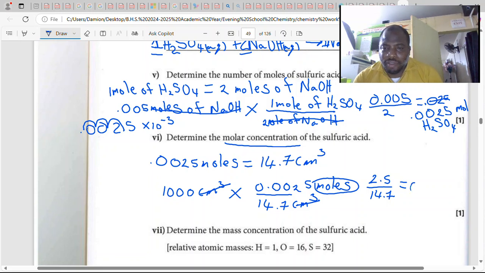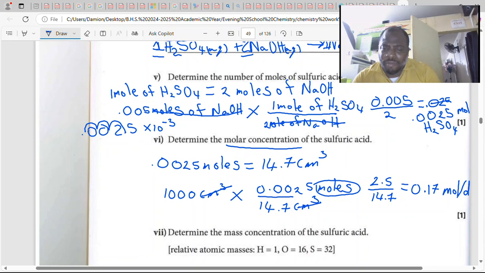So 0.17 moles per dm cube. So let me write it back right here. Remember, we can express moles concentration using a capital M. So if you see 0.17, you can see it with a capital M. Capital M means molar concentration as well.